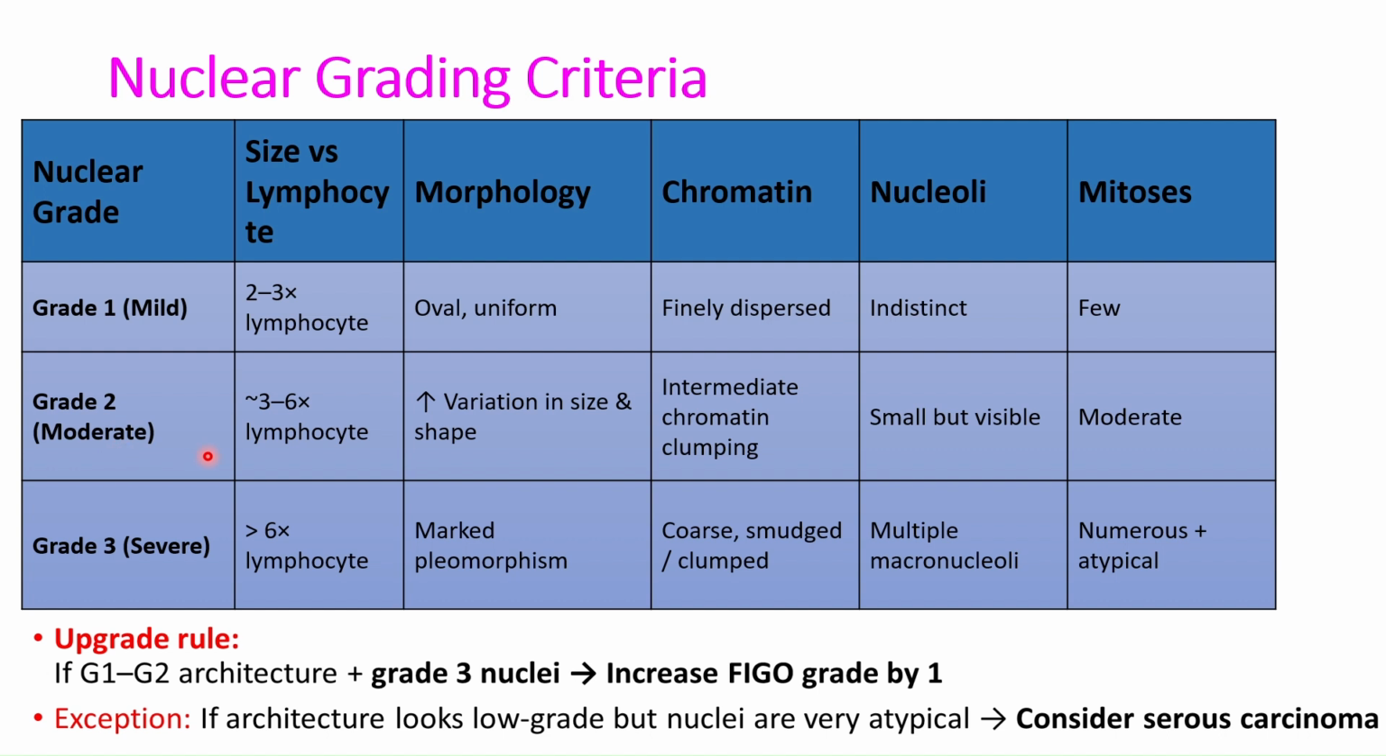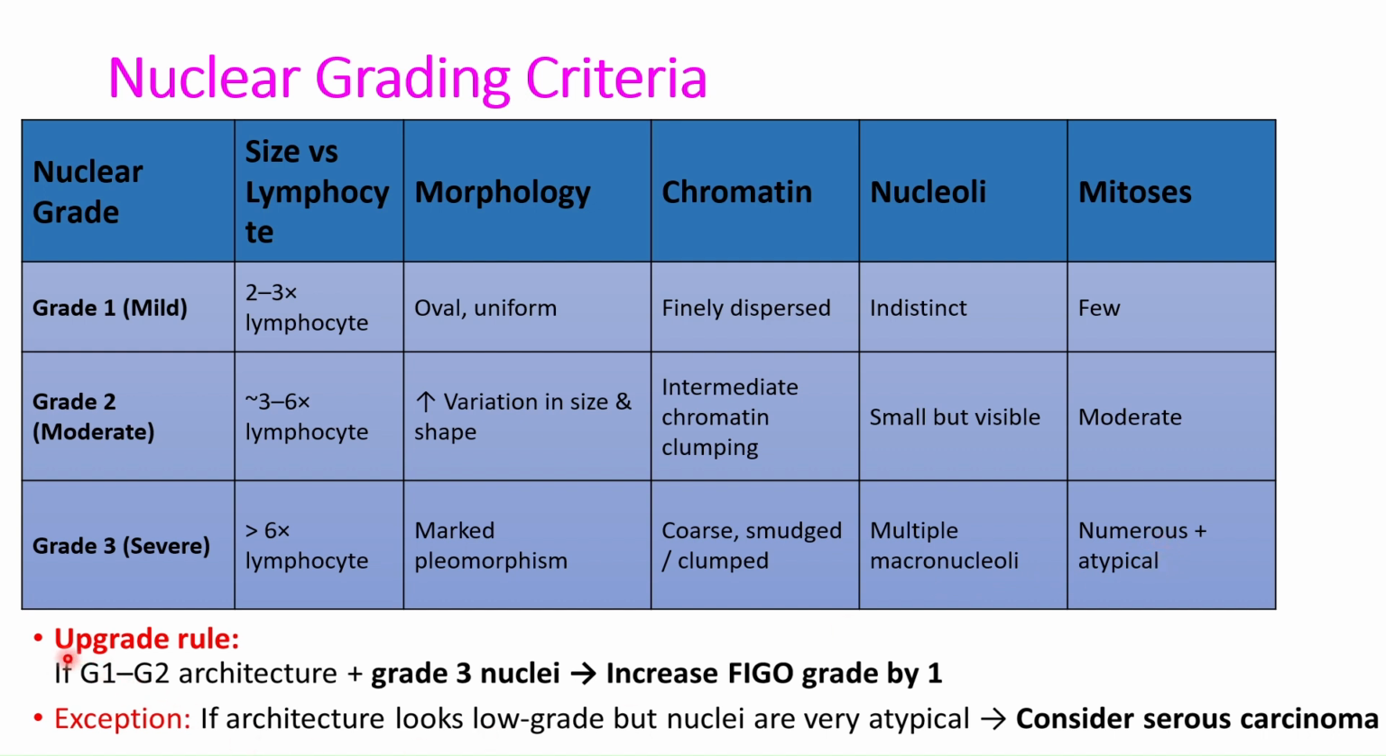Grade 2 is moderate, where 3 to 6 times lymphocyte size, increased variation in size and shape, intermediate chromatin clumping, small but visible nucleoli, and moderate amount of mitosis. Grade 3, which is severe, is more than 6 times lymphocyte size, marked pleomorphism, chromatin coarse or clumped, and multiple macronucleoli and numerous atypical mitosis.